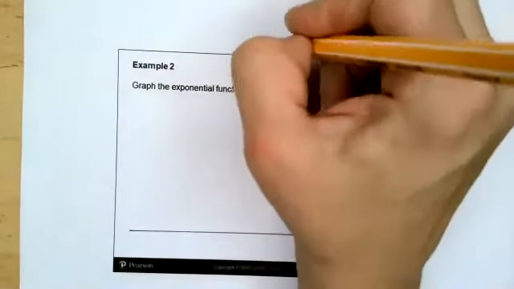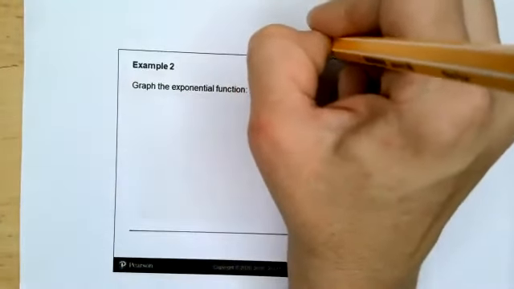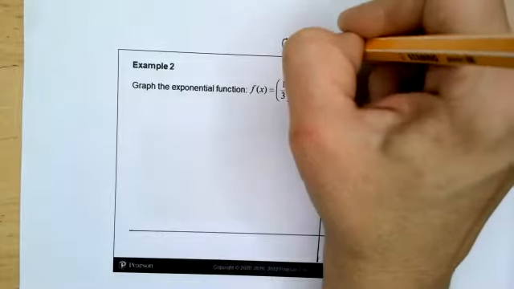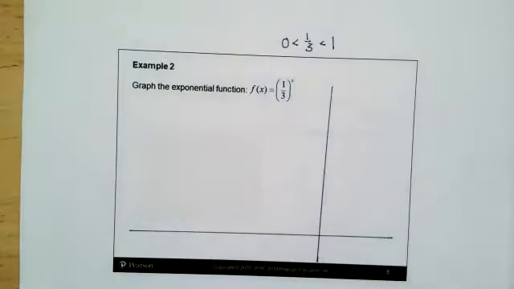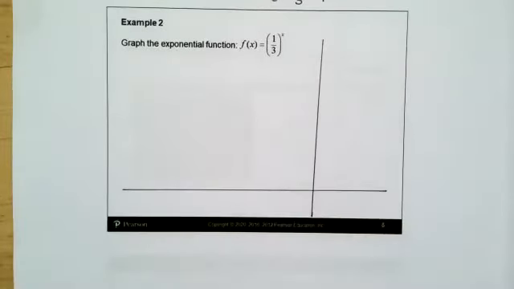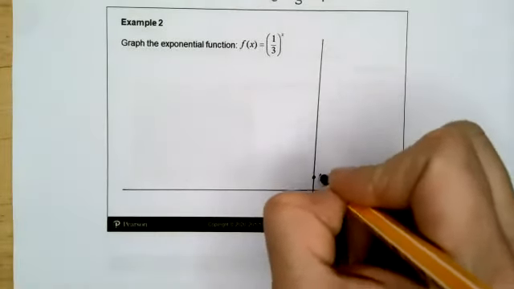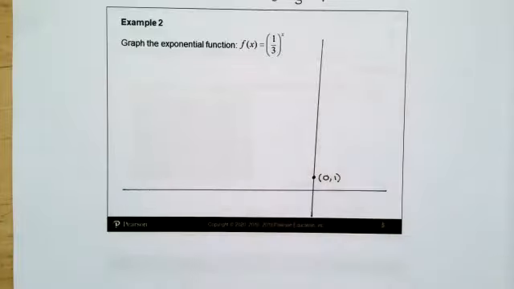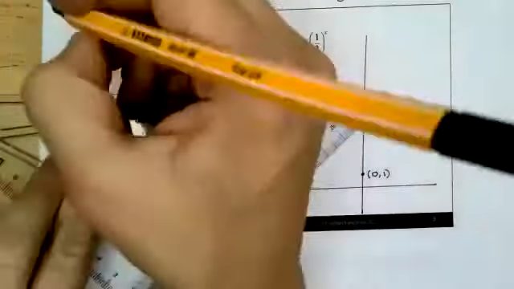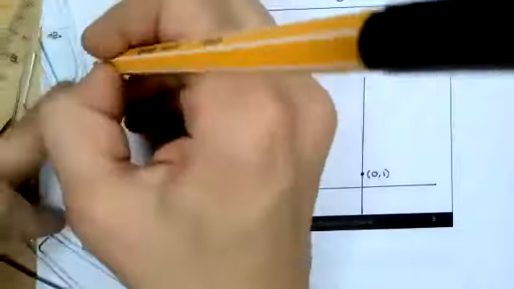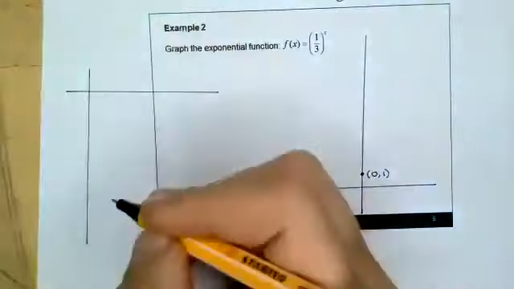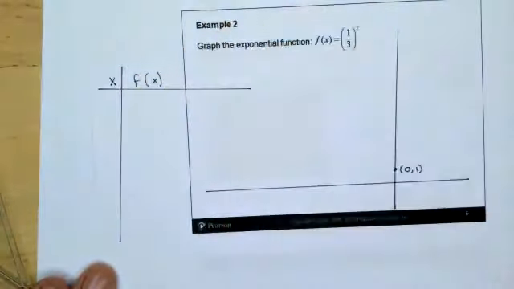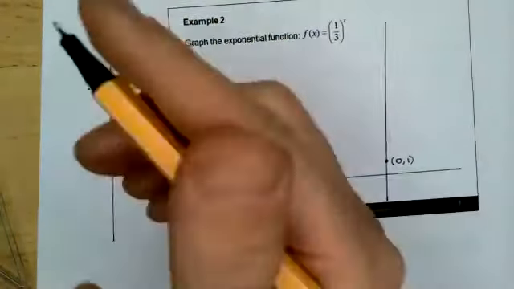Good. And that is because 1/3 is greater than 0, but less than 1, right? We know that it always contains the point (0, 1). And we can make a table of values. This will be x, this will be f of x, and this will be my coordinate pair.